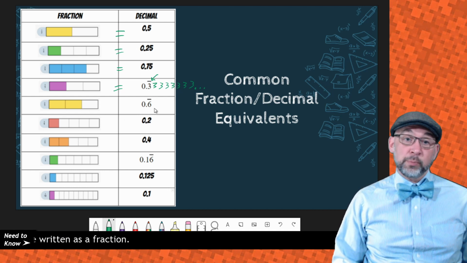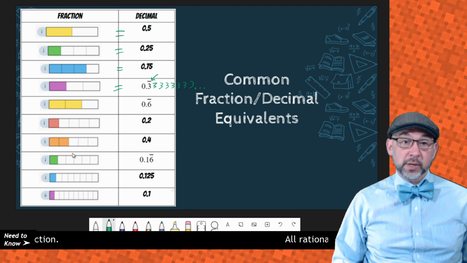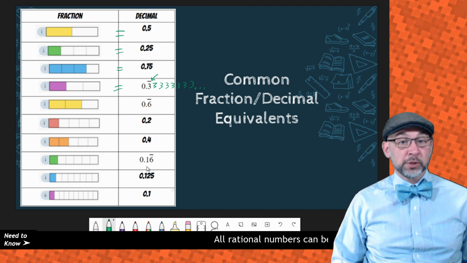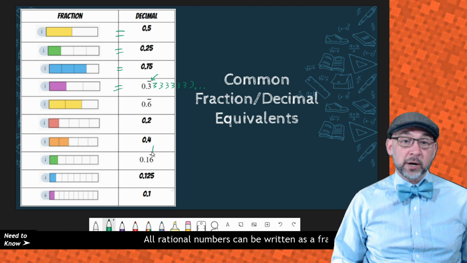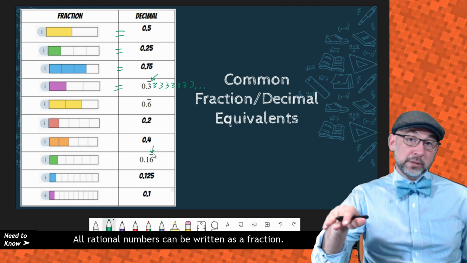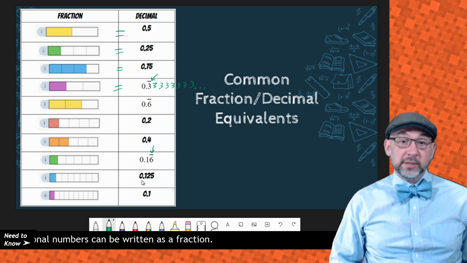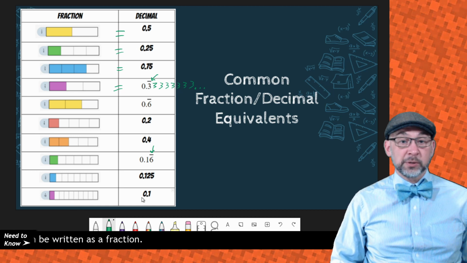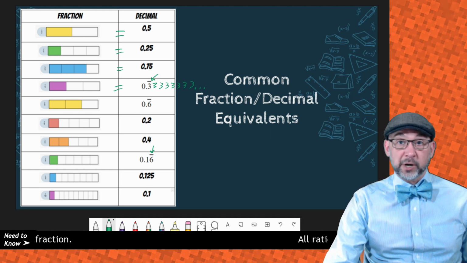2/3 is equivalent to 0.6 repeating. 1/5 is equivalent to 2/10. 2/5 is equivalent to 4/10. 1/6 is equivalent to 0.16, and only the 6 repeats. And you can tell because they put the bar only over the 6. When you have a repeating decimal, every digit that the bar covers repeats. 1/8 is 0.125 or 125 thousandths, and 1/10 is 0.1. So those are some good common fraction to decimal equivalents to memorize.